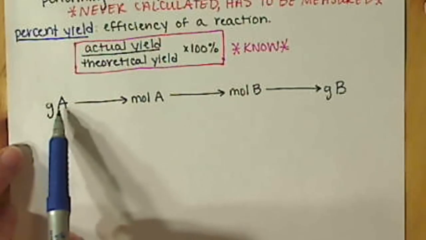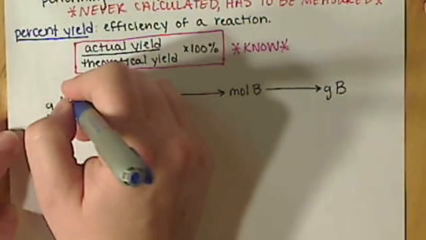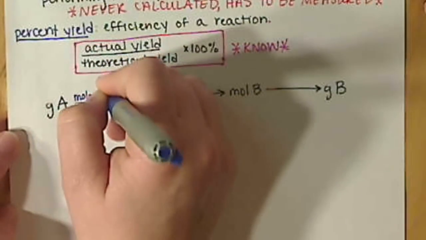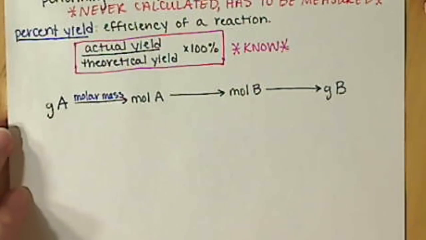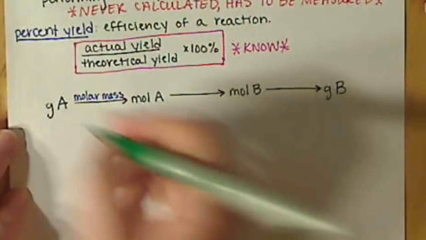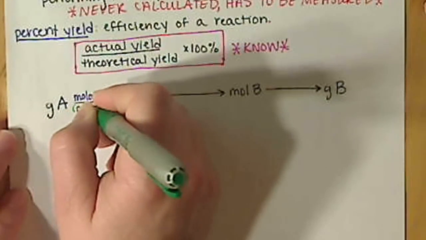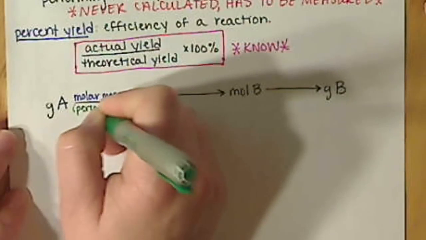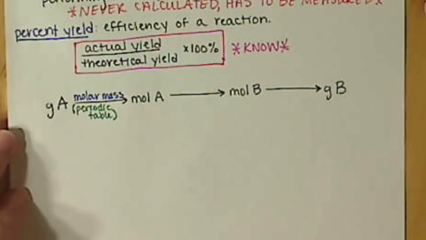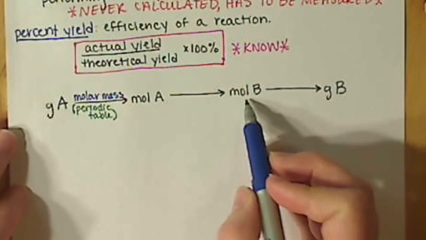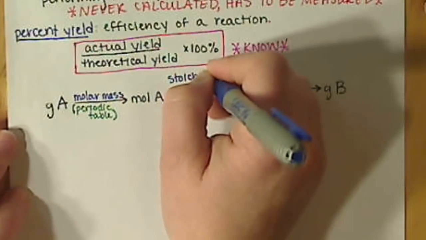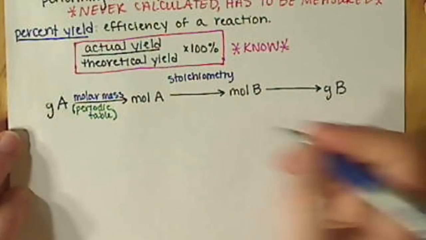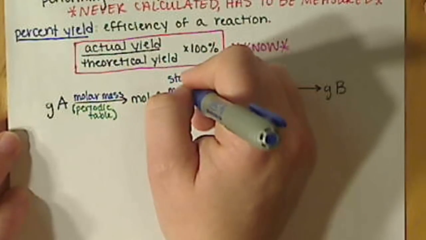Okay. So our conversion factor to get from grams of A to moles of A, this is our molar mass. And where do we get our molar mass? We get our molar mass from our periodic table. Right, we add up all of our individual molar masses of the atoms. Then we have moles of A going to moles of B. Okay. That is our stoichiometry step. Also known, your book calls it the mole to mole factors.